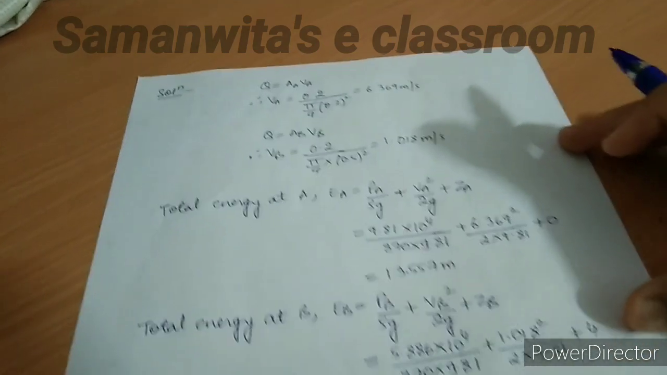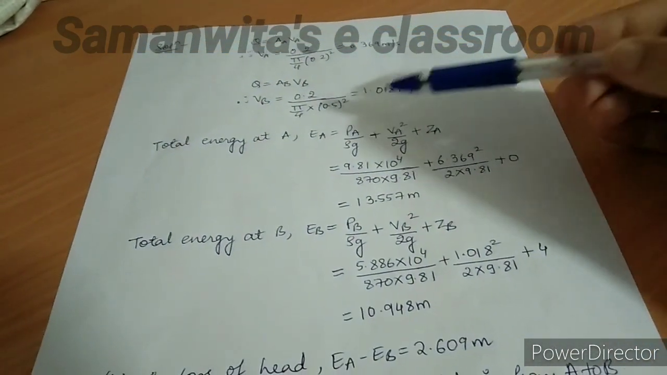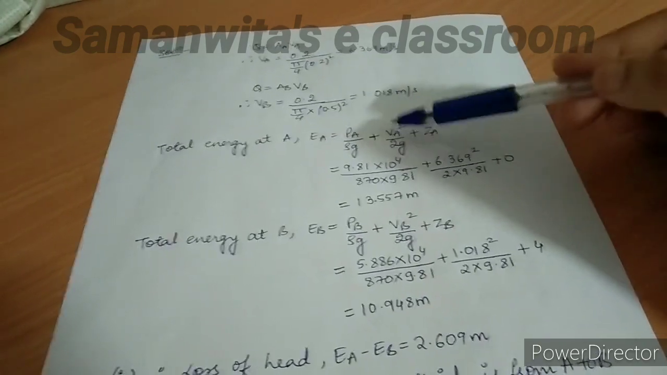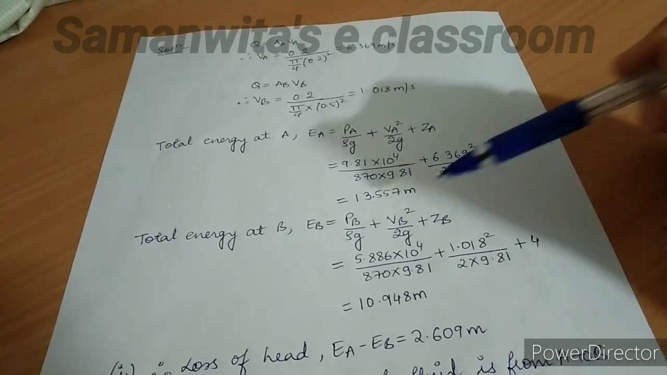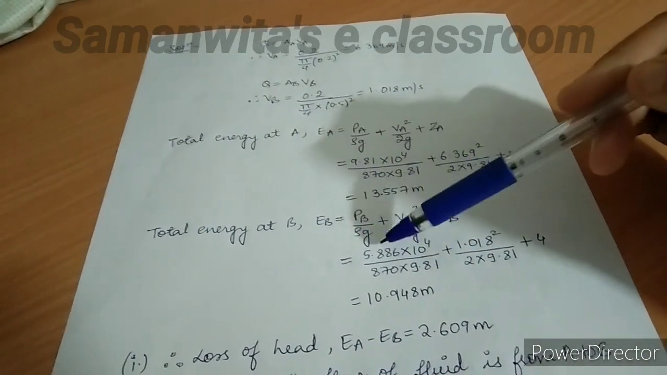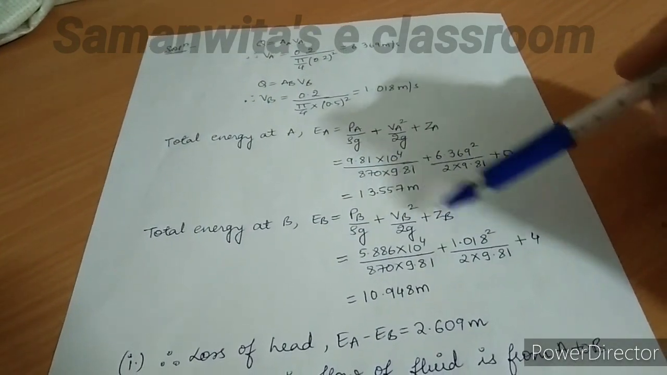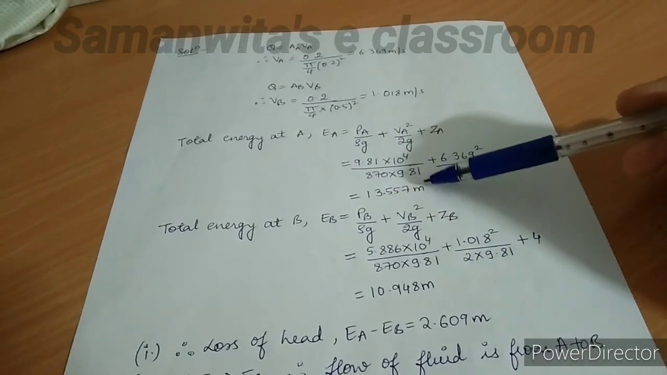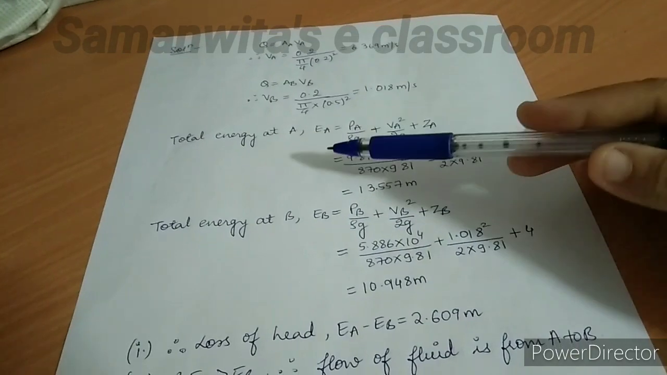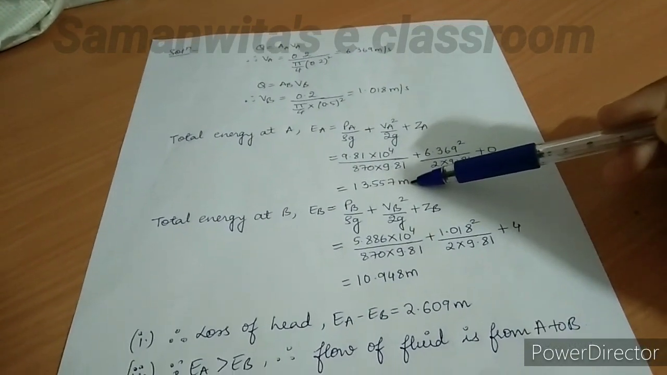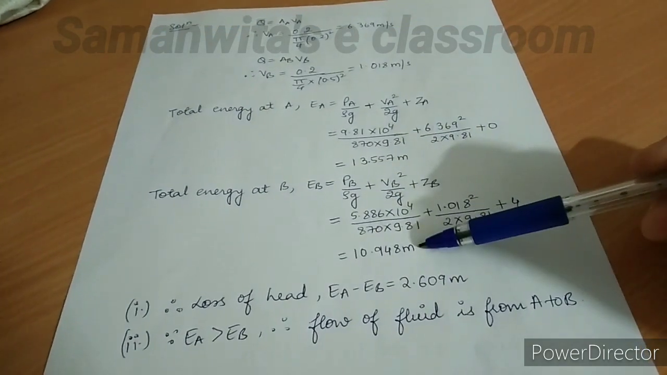The total energy at A can be found with P upon rho g plus V square upon 2g plus Z at section A. Substitute the values, get the answer. Total energy at B can again be found as P upon rho g plus V square upon 2g plus Z at section B. Substitute the values, get the answer. You can see a clear difference in values of the energy at the 2 points. So at A, I have 13.557, at B, I have 10.948.